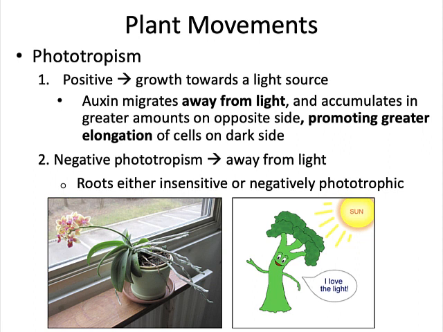Negative phototropism, on the other hand, is growth away from the light. This is often seen in roots. Roots will either be insensitive or negatively phototropic.